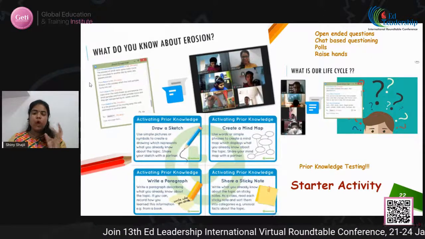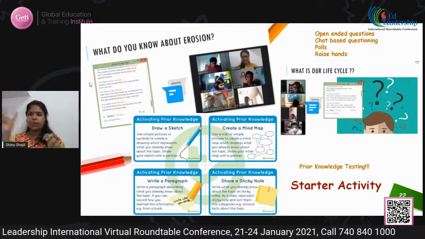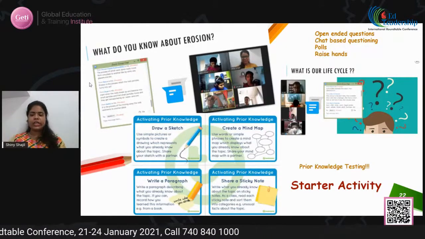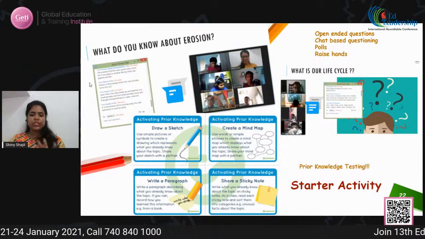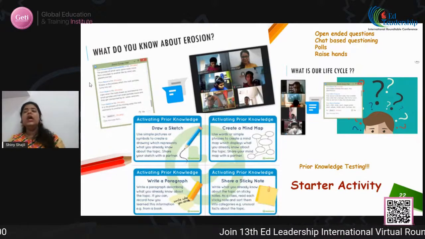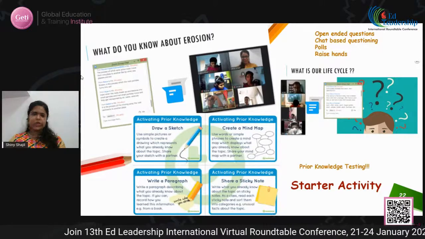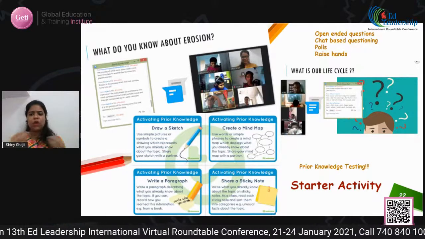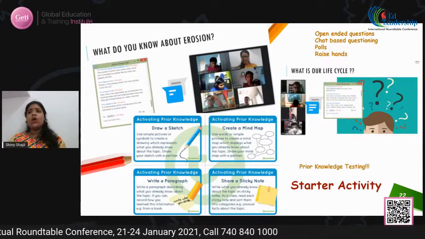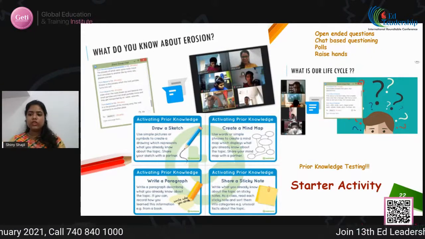In an offline method, you can ask a question, randomly pick out children and ask them to answer. A group discussion can be initiated, and while they are participating in the group discussion, you'll be able to decode whether they know a lot about that topic. There are various ways in which you can test the prior knowledge of your children. Writing: a small worksheet can be given to them to test it. There are different ways. But now on an online platform, how can you test the prior knowledge of your children?